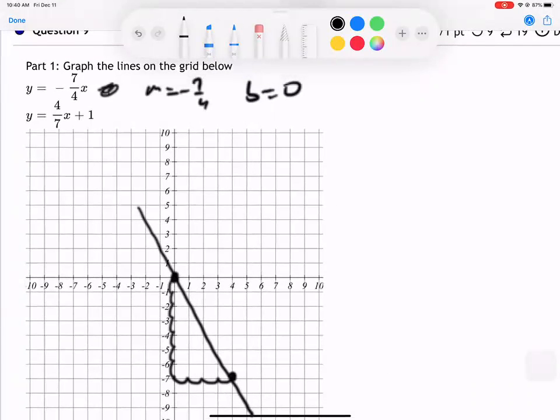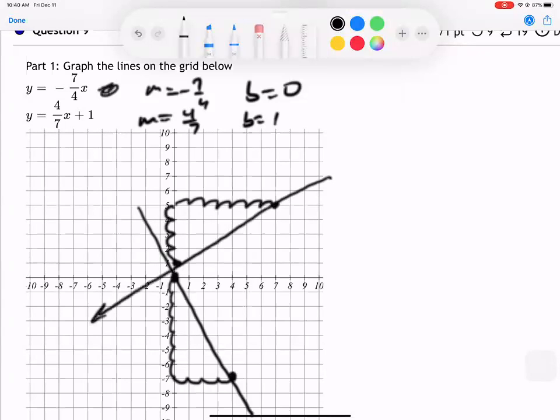Our next equation is graphing at 1. My b value is 1. My m value is 4 over 7. So I'm going to rise 1, 2, 3, 4, run 7: 1, 2, 3, 4, 5, 6, 7. Let's see if I can get this right. Hey, good enough. I fudged it a little bit, but good enough.